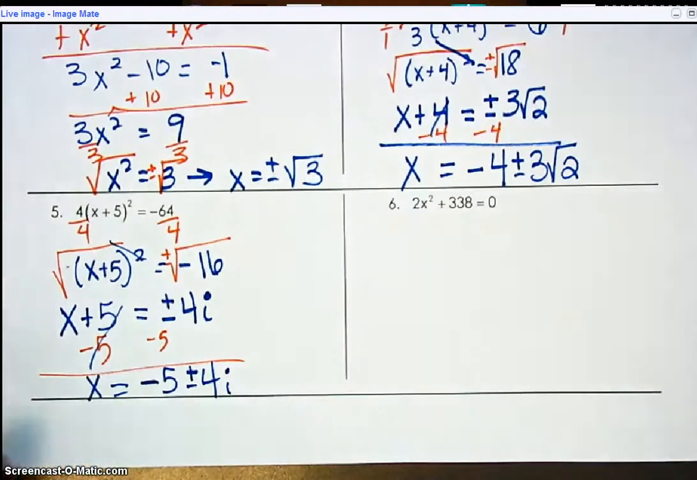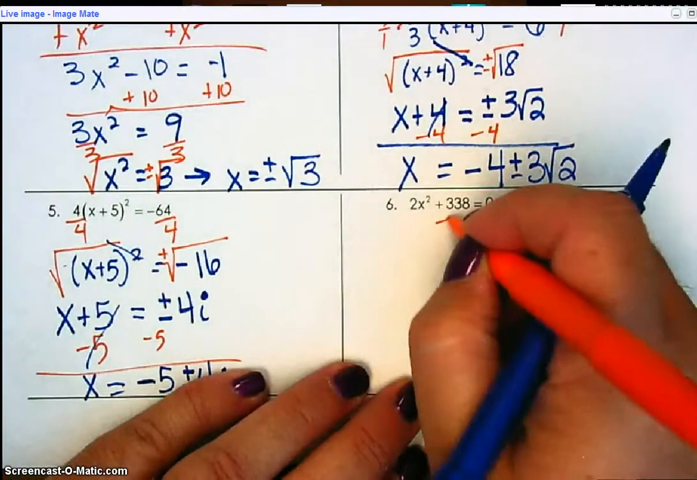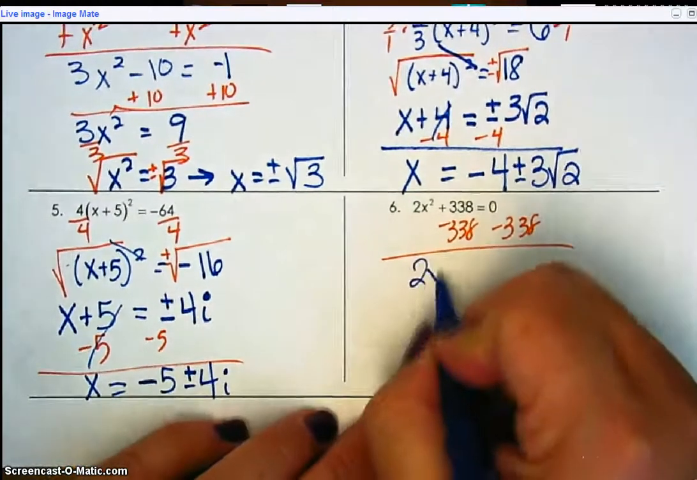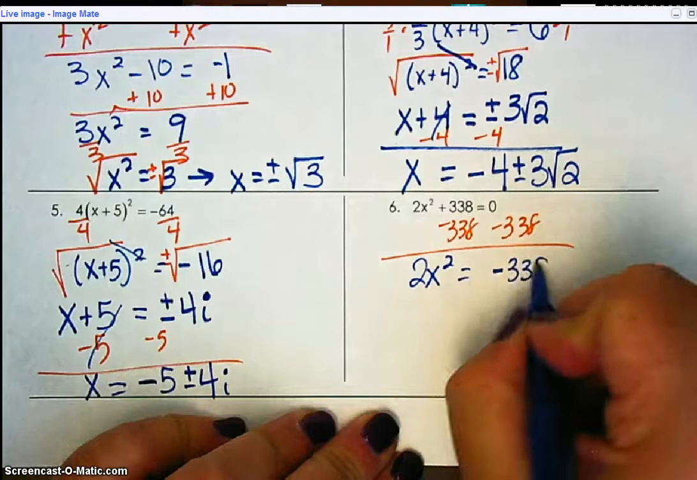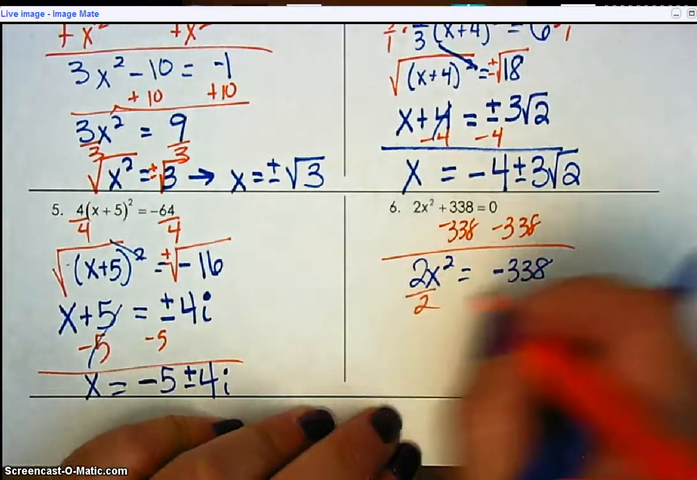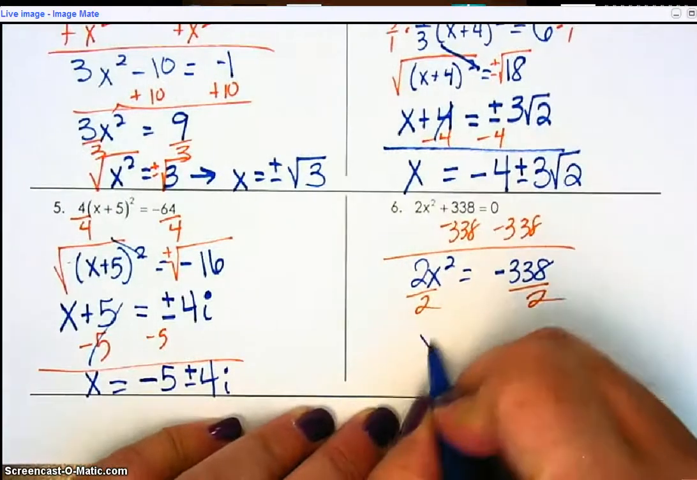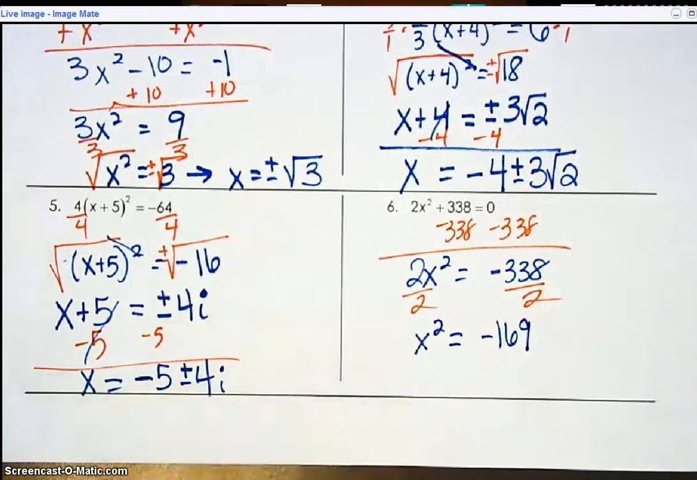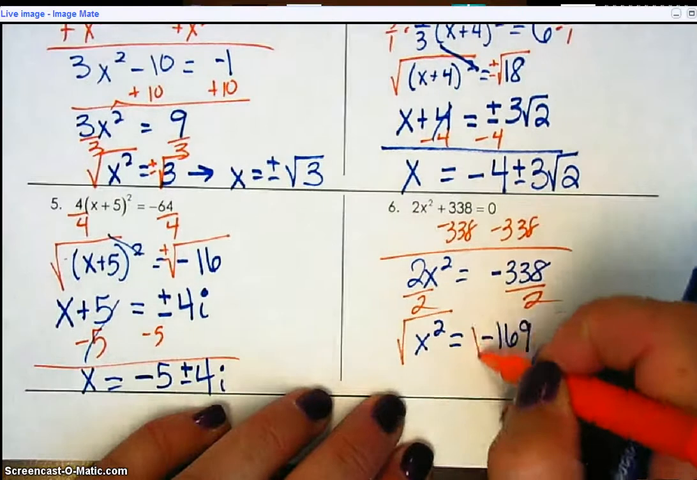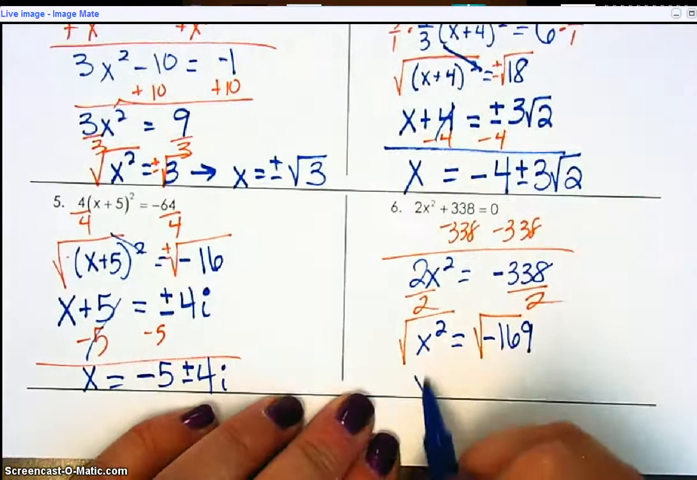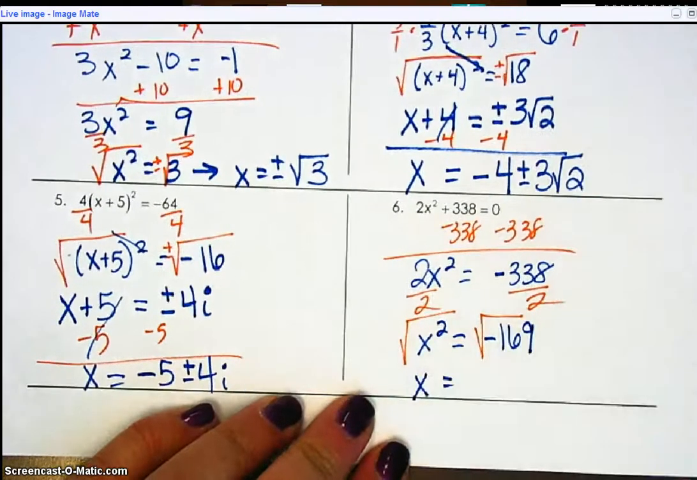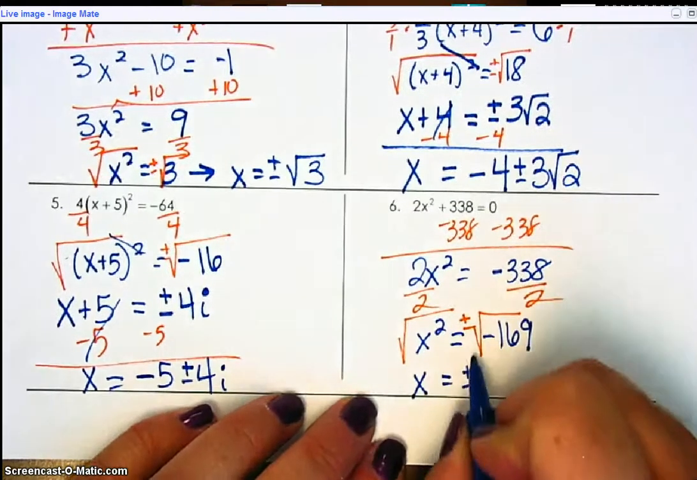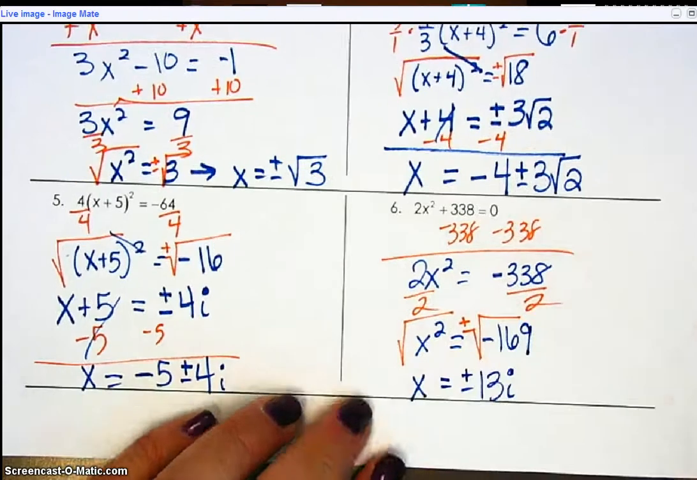Problem number 6, we need to subtract 338 on both sides of the equal sign. So we have 2x squared is equal to -338. Divide both sides by 2. And now we can take the square root of both sides. So I would get x is equal to, don't forget your plus minus. So I've got plus minus, bring this out as an i, so this is plus or minus 13i.